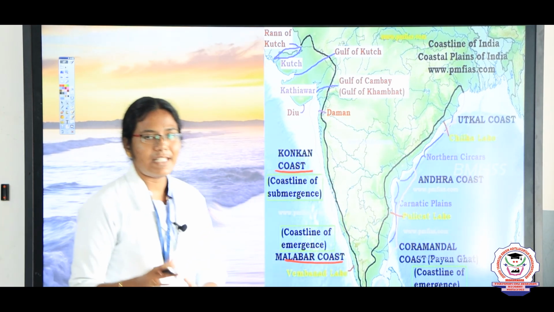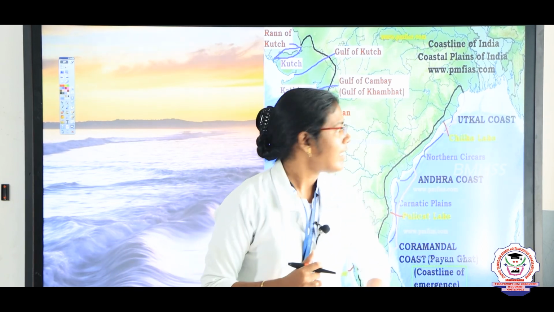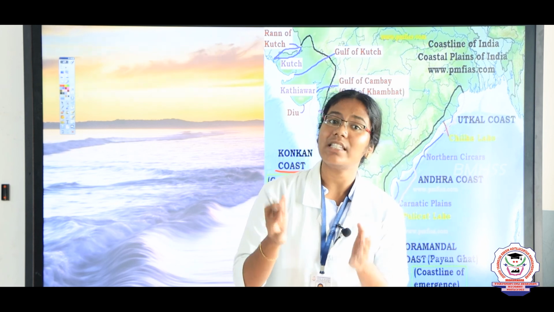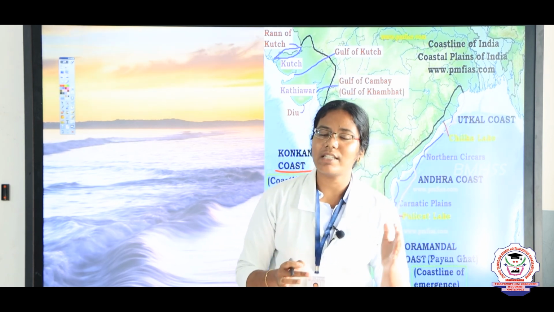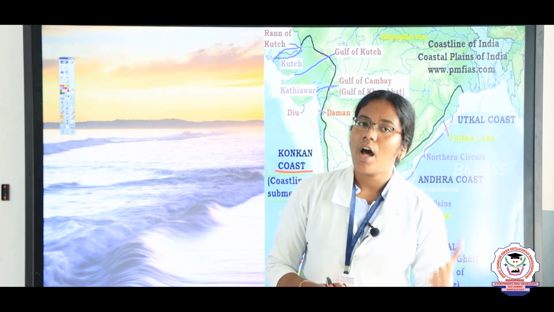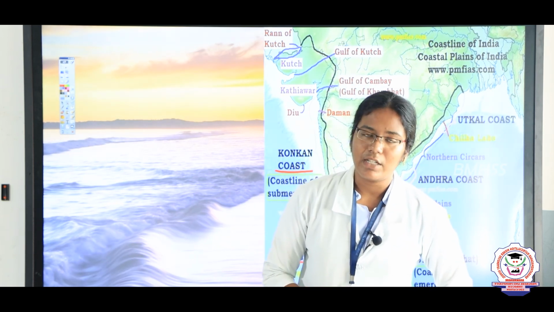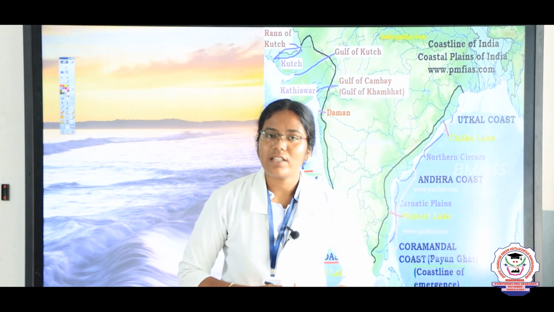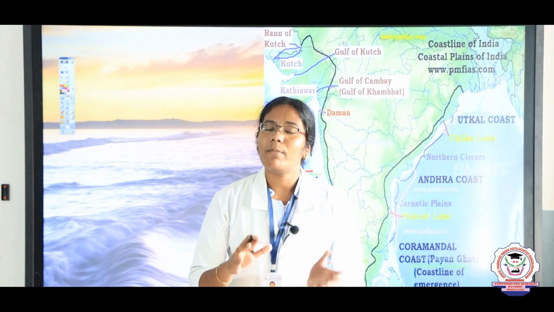Next we see the Eastern Coastal Plain. The land which is present in between the Eastern Ghats and the coast is said to be the Eastern Coastal Plain. The upper part, which means the northern part of the Eastern Coastal Plain, is said to be the Northern Circars. The southern part of the Eastern Coastal Plain is said to be the Coromandel Coast.